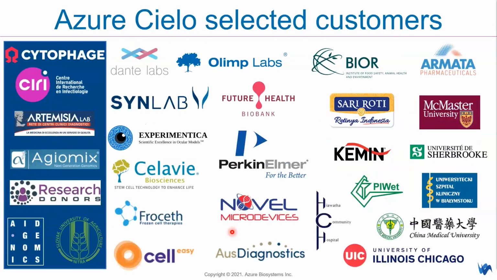Right. Here are some of our selected customers across the entire world. We have, let's say, PerkinElmer, Synlab, and other labs. We have research institutes and universities as well: McMaster University, University of Sherbrooke, China Medical University in Taiwan, and University of Illinois Chicago. Coming from Singapore, and Sari Roti from Indonesia as well.